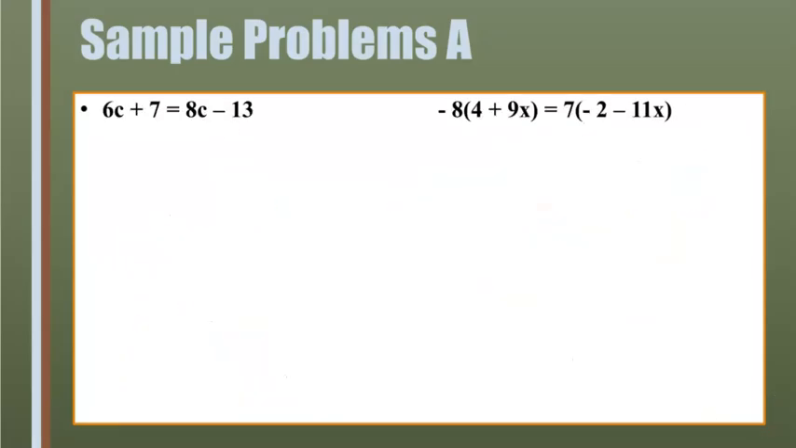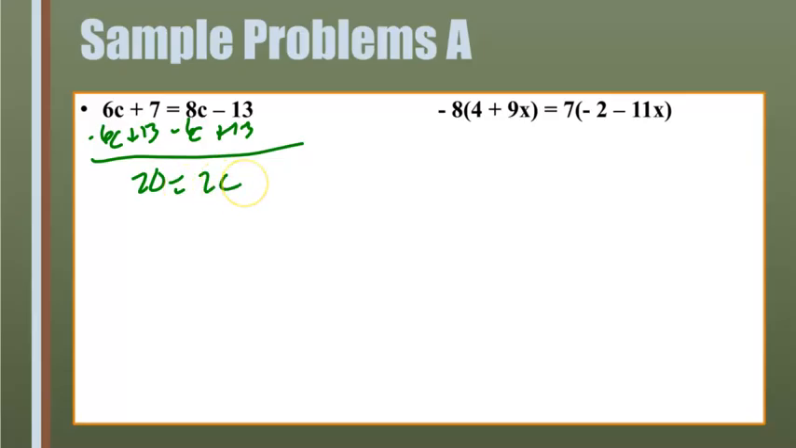Next, here I want to get the c's on one side. Again, it doesn't matter. This time I'm actually going to put it on the right so you can see that it's not going to affect anything. So I'm going to subtract 6c on both sides, and I'm going to add 13 to both sides. And now I'm left with 20 equaling 2c. Divide by 2 on both sides, and c is going to equal 10.